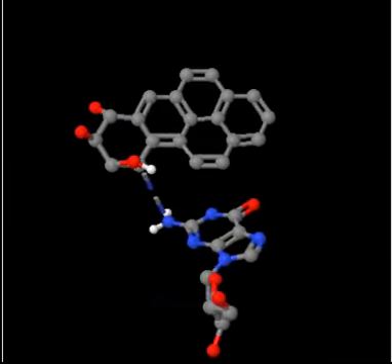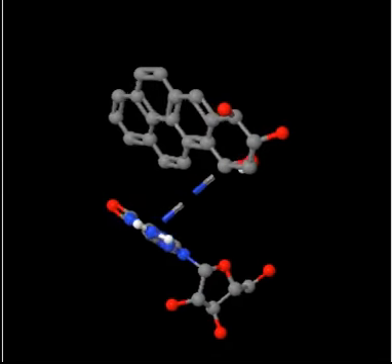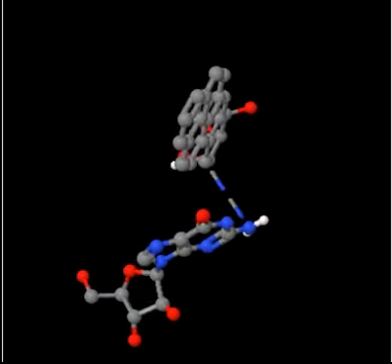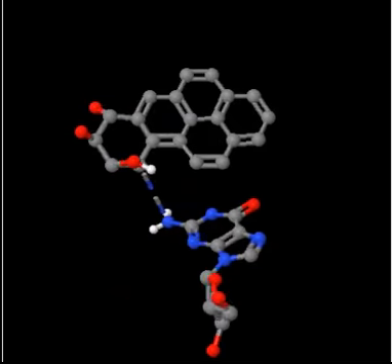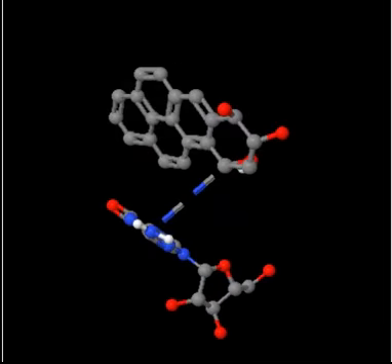Here, carbon 10 of BPDE is shown beginning to accept electrons from the N3 nitrogen of guanine after protonation of the epoxide ring. In this manner, BPDE covalently attaches itself to the guanine base of DNA.